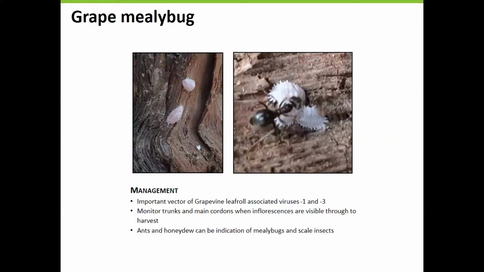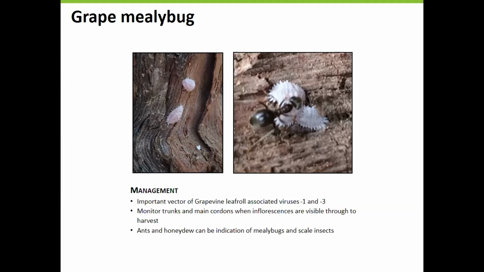Grape mealybug, this is probably the key. It's a very important vector of grapevine leafroll-associated viruses, certainly 1 and 3. Just a little refresher: there are probably about, I think we're up to 11 associated strains of this virus. We know that 1 and 3 are actually vectored by insects. Not all of them are.